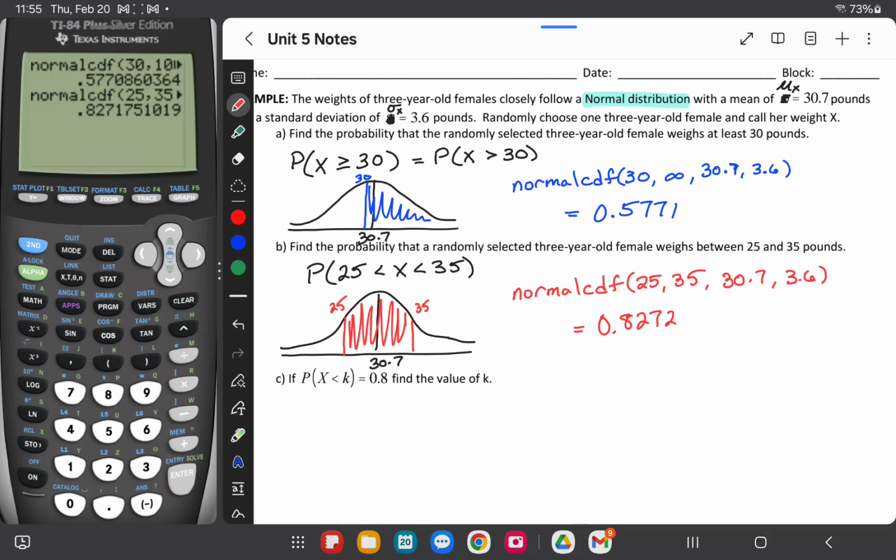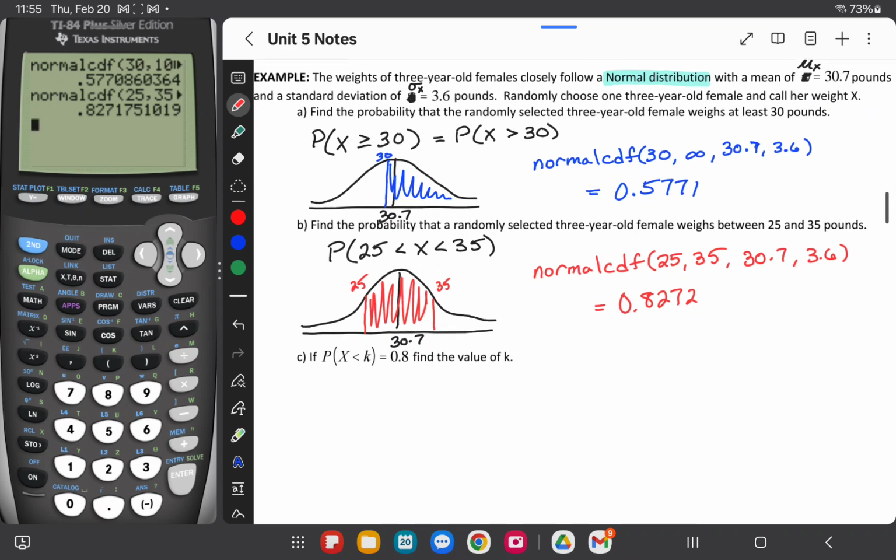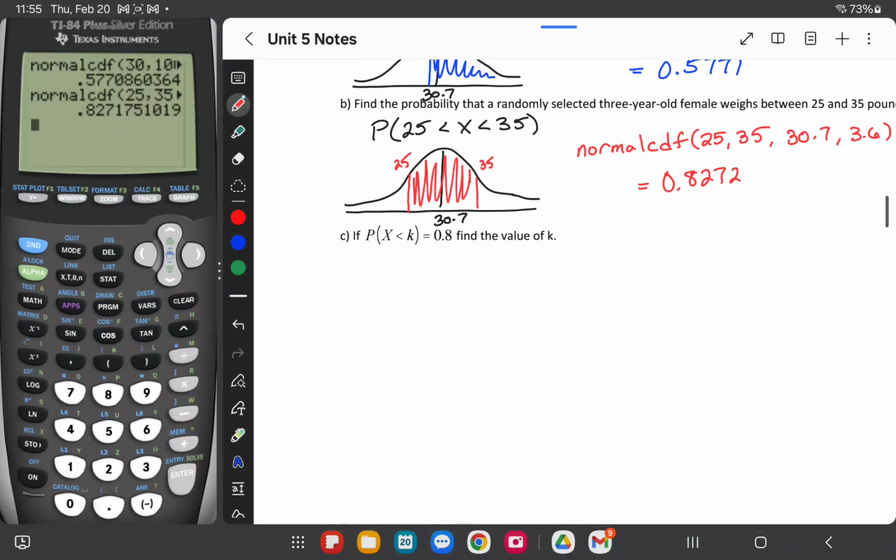Last but not least, let's say we wanted to find the probability that x is less than some value, and we knew that that probability was 0.8. So now we know what the area under the curve is, and it asked us to find the value of k. So again, we know what our distribution looks like, mean of 30.7. Now we know that we are looking for a value k, where the area to the left of it, and I say left of it because notice that it is less than, we know that this area to the left of it is an area of 0.8, and we're looking for what is this value k that would work.